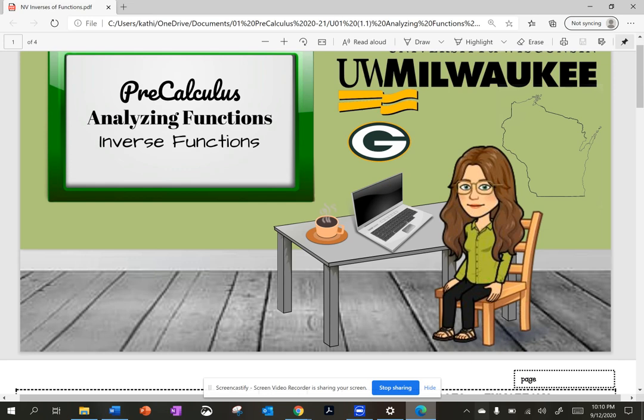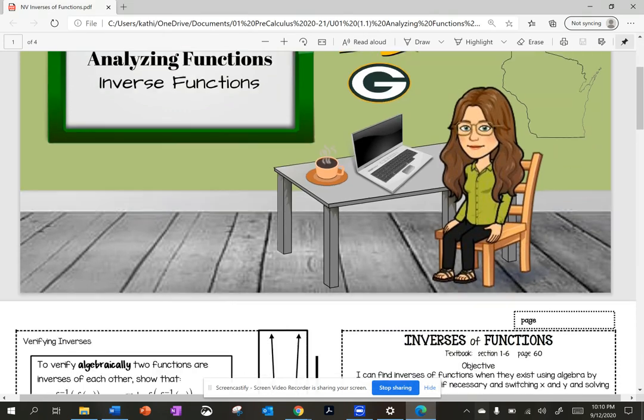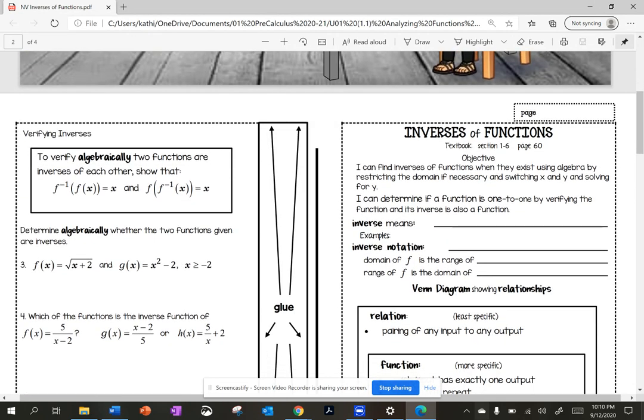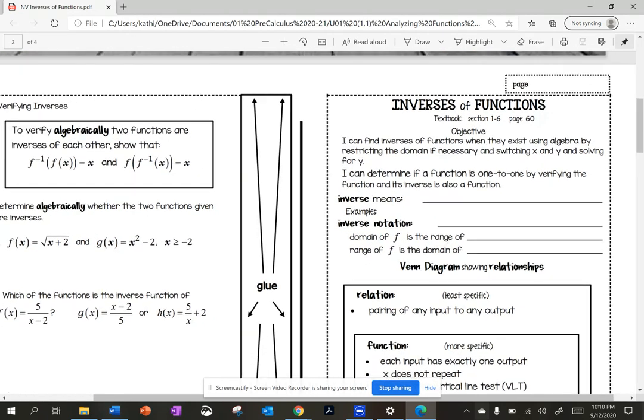Today's lesson is inverse functions. So let's start out with what is our learning objective for today?